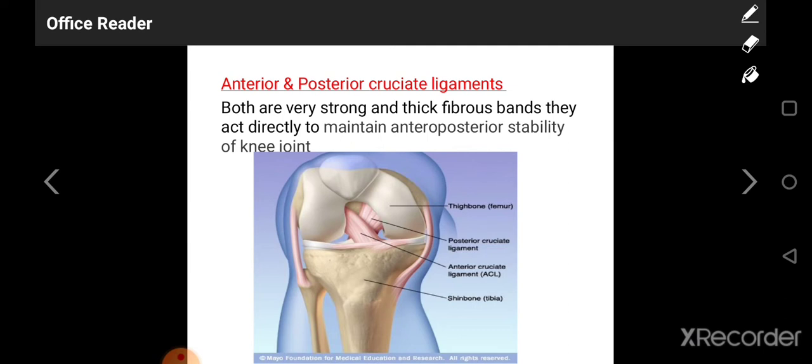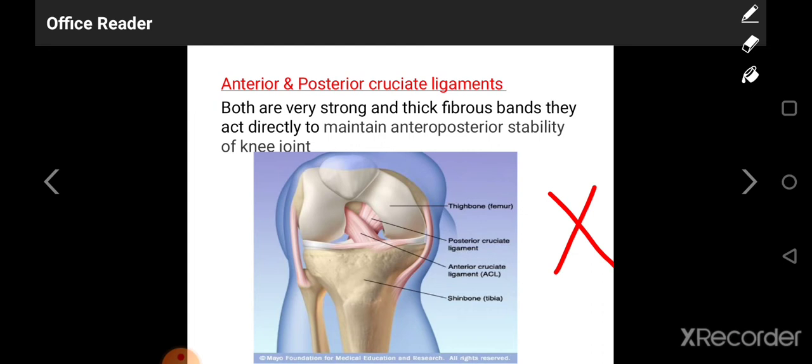Then the anterior and posterior cruciate ligaments. In the interior of the joint capsule, we will find the two cruciate ligaments. Cruciate means the cross, capital X. So these ligaments are oriented in a cross. They are very strong and thick fibrous bands. They act directly to maintain the anteroposterior stability of the knee joint.